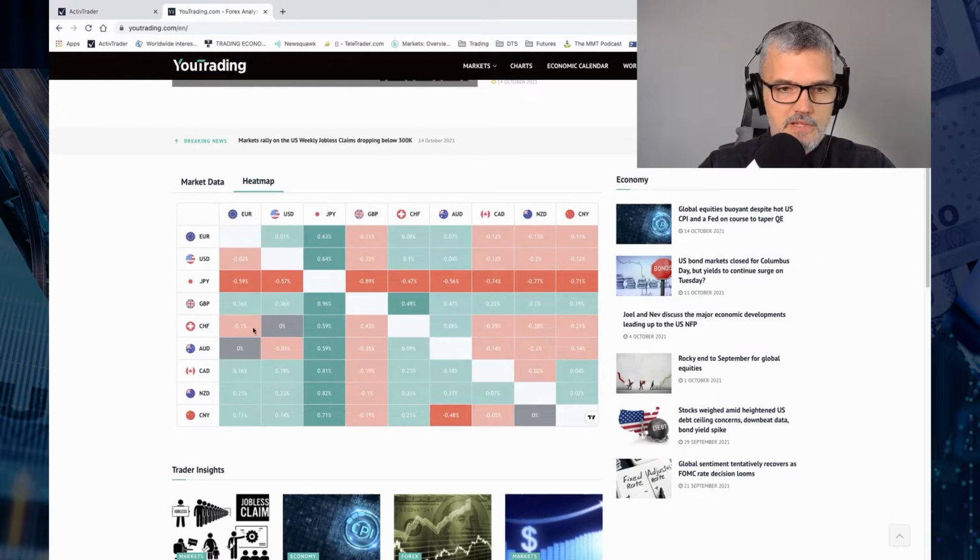If you look across the Swissy, there's a couple of strengths against the yen and the Aussie, but generally it's red. The yen is clearly the weakest. And then just recently, we've just had the pound catch a bid, and it's the strongest across the board. So the pound and the yen, I could look at that, but I've talked about other sort of CAD yen and dollar yen. So we're going to talk about the euro versus the pound.